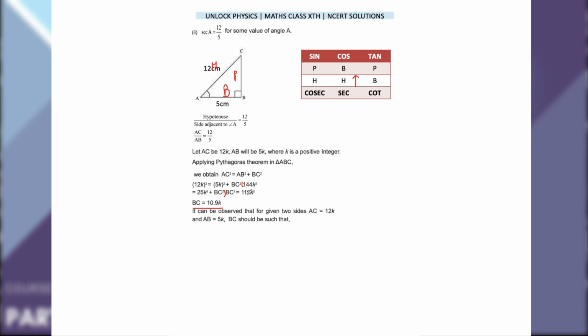It can be observed that for given two sides, AC is equal to 12k and AB is equal to 5k, BC should be such that AC minus AB should be less than BC, and AC plus AB should be greater than BC. So 12k minus 5k is 7k, and 12k plus 5k is 17k. So BC should be greater than 7k and less than 17k. Our BC is 10.9k, which is in the given range. So clearly such a triangle is possible, and hence the value of sec A is possible. Hence the given statement is true.